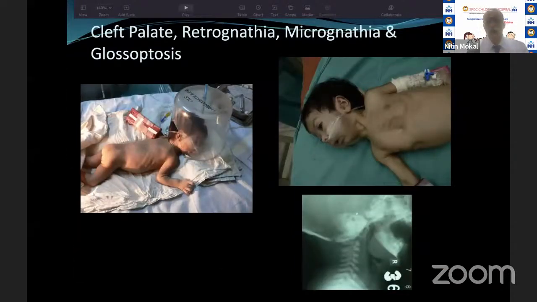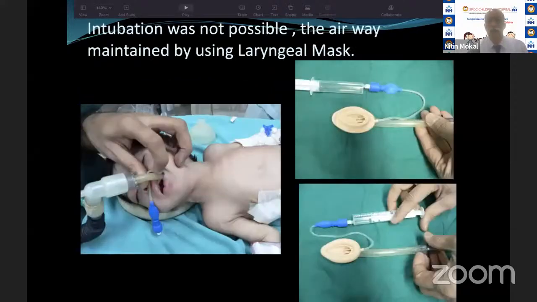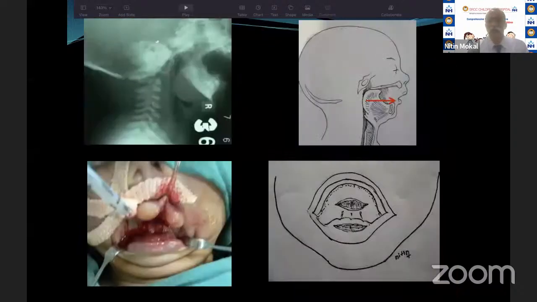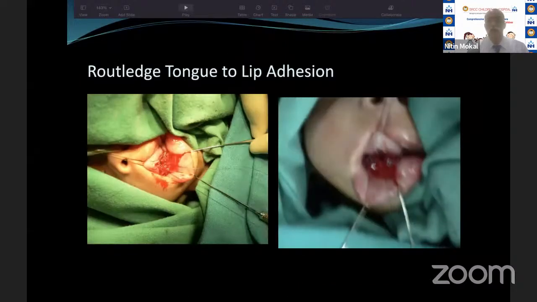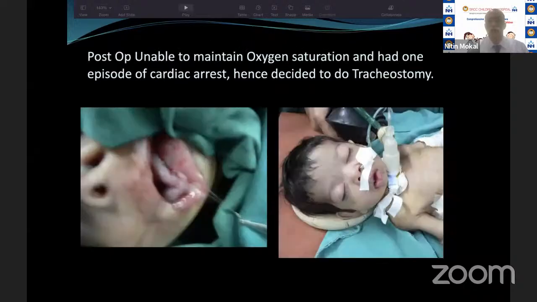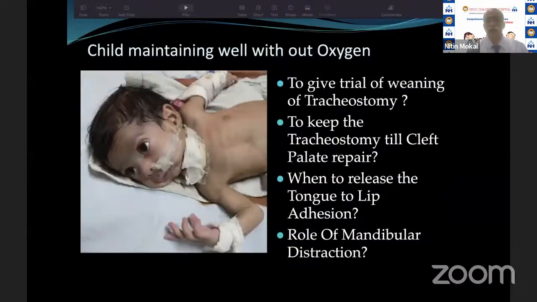We sometimes do the same procedure for untreated Pierre Robin sequence, where patients are not managed by conservative treatment and are tracheostomy dependent. This particular patient, we did a tongue-lip adhesion, but he was not maintaining saturation. The tongue-lip adhesion is used to relieve the nasopharyngeal obstruction, and we suture the tongue to the lip. Then this particular patient did require a tracheostomy, and we trained the patient's relatives for tracheostomy care.